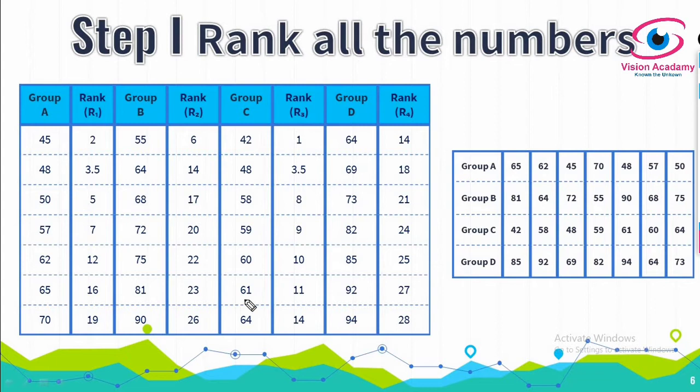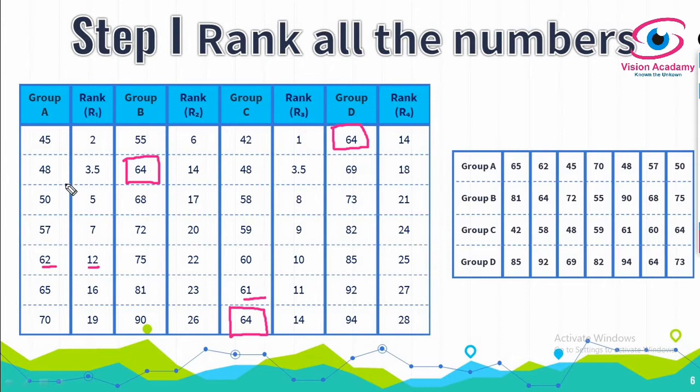After 61, let us observe, is there any higher value? After 61 we have 62, which is given the 12th rank. After 62, we have 65 and 64. We can give 64 the next rank, but let us observe, is there any tie to 64? Here is one 64, here also one more 64, and in group D one more 64. So there is a tie between these three samples in three groups.